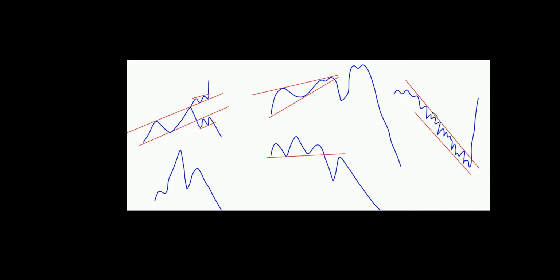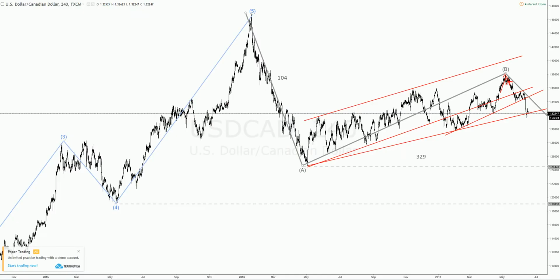So here's a better description of what I'm talking about. These tight consolidations, right? Tight, tight, tight, and then boom, off it goes. And the same thing happens in reverse. You'll get a tight, tight, tight consolidation, and then boom, down. And I'll show you that later on.